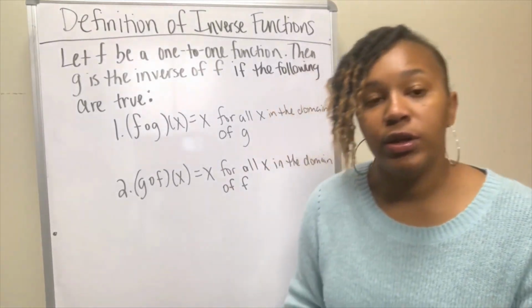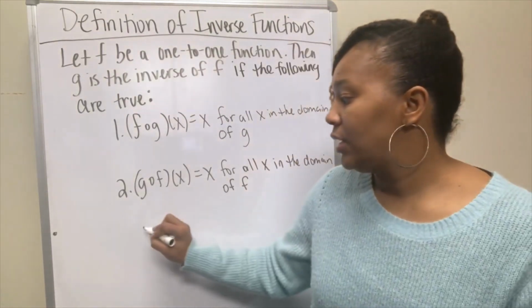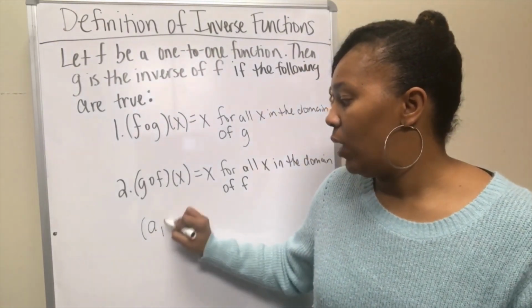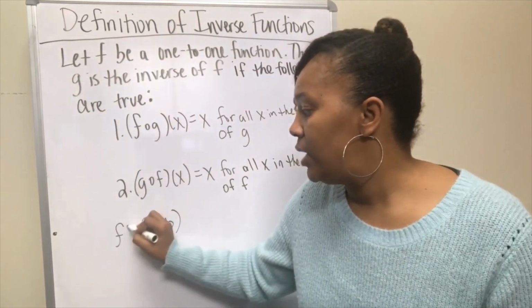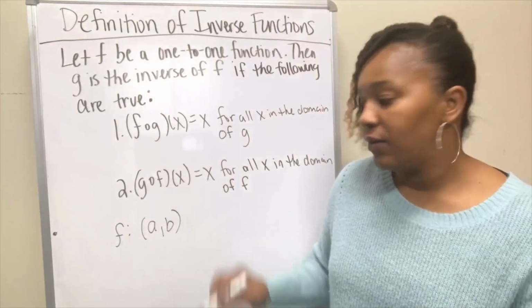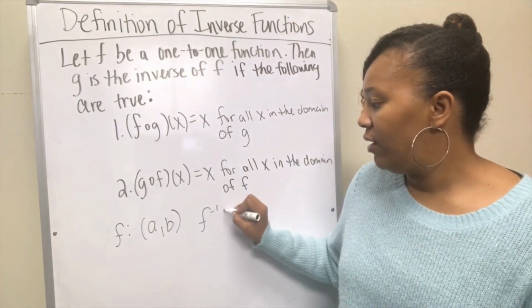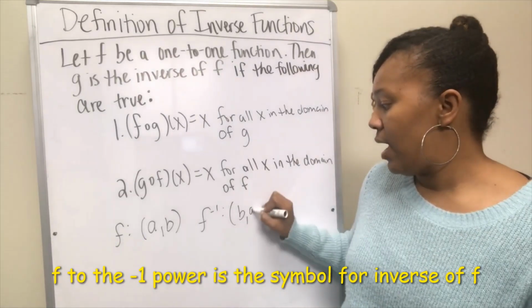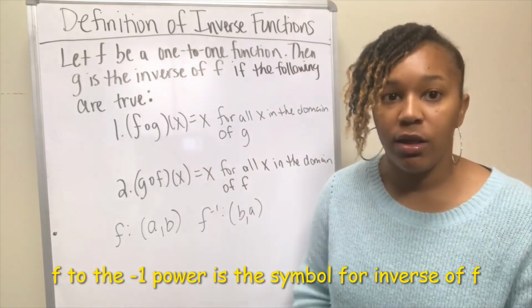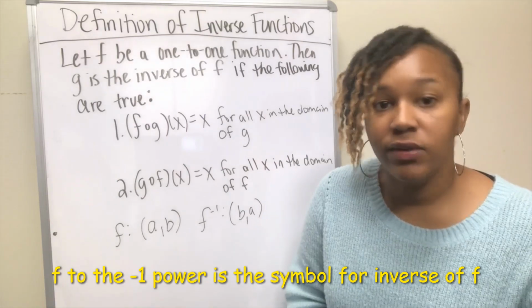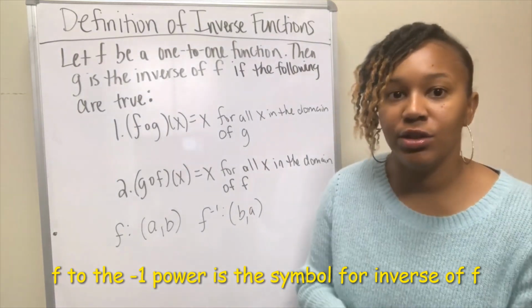What are you doing when you take the inverse function? You are basically switching your x's and y's. So if (a, b) is a point on the function f, then on the inverse function, (b, a) is going to be a point on that graph. So you're taking all your x's and y's and you're switching them.